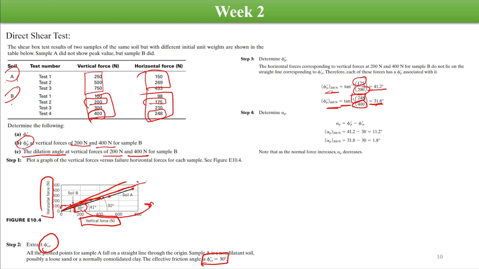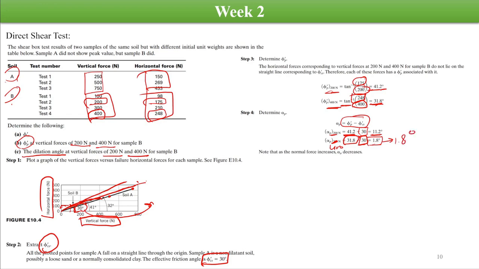Right? So now we need to determine the dilation angle, that is the angle between phi peak and phi critical state. Okay. So we can calculate this angle at 200 Newton. The phi peak is 41.2 degrees minus the phi critical state, which is always constant at 30. So it's going to be 11.2 degrees. And for 400 Newton, phi peak is going to be 31.8 and phi critical state is going to be 30. So the dilation angle will be 1.8 degrees, right?